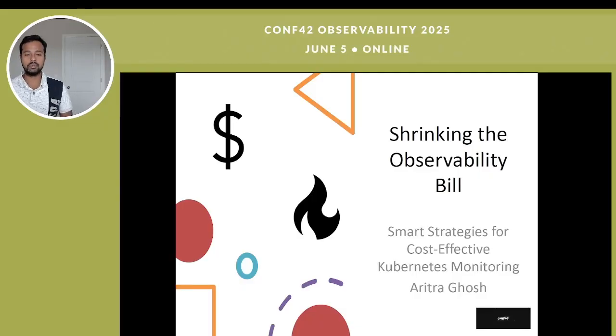Today we're going to be diving into the critical topic of observability costs, and this is focused on cloud native and Kubernetes environments. As we explore strategies for cost-effective monitoring, it's also essential to recognize the balance between maintaining visibility and managing expenses. I'll guide you through some of the innovative approaches that can help organizations optimize their observability practices without sacrificing the insights they need to operate efficiently.